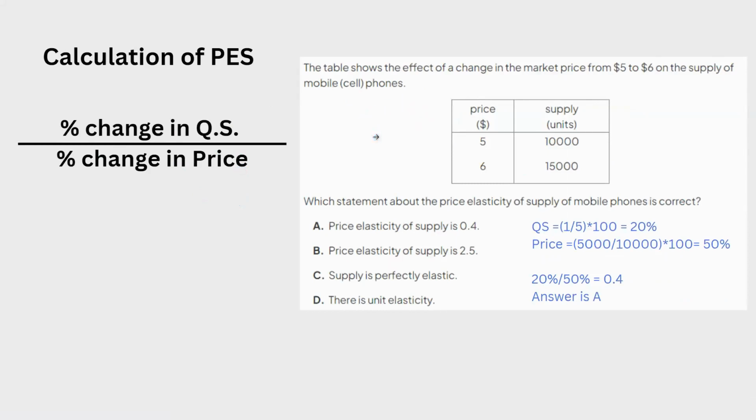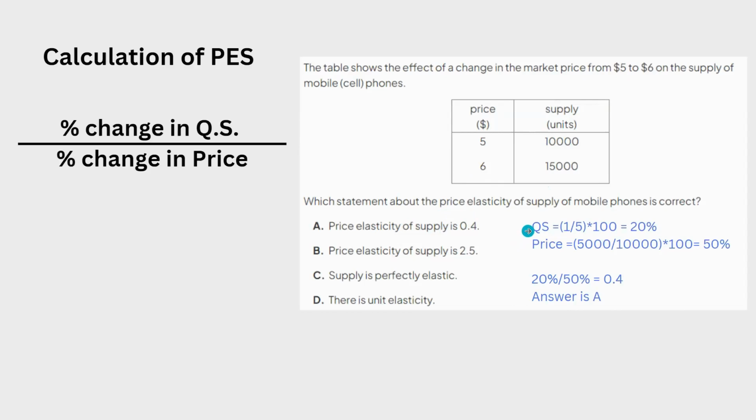The table shows the effect of a change in the market price from $5 to $6 on the supply of mobile phones. So the price went from $5 to $6. The quantity supplied went from 10,000 to 15,000. Which statement about the price elasticity of supply of mobile phones is correct?